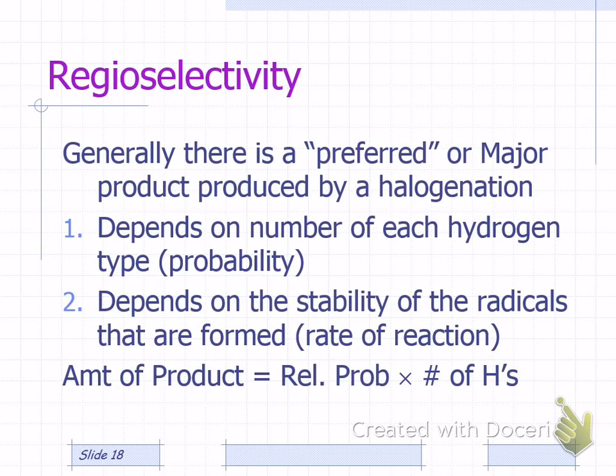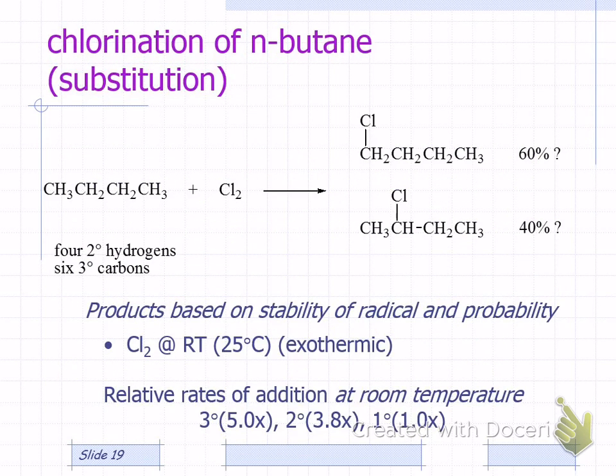Okay. So basically, what people have done for every type of carbon-hydrogen situation, they've calculated the relative probability of that kind of hydrogen being removed per hydrogen. And to figure out the total probability, you just figure out how many hydrogens of that type there are, and you multiply them. Okay. So I'll show you how this works out. It's a lot easier to do it than to explain it, okay? So let me just do one.